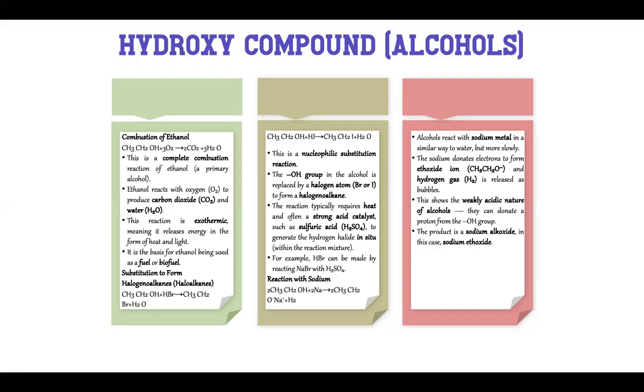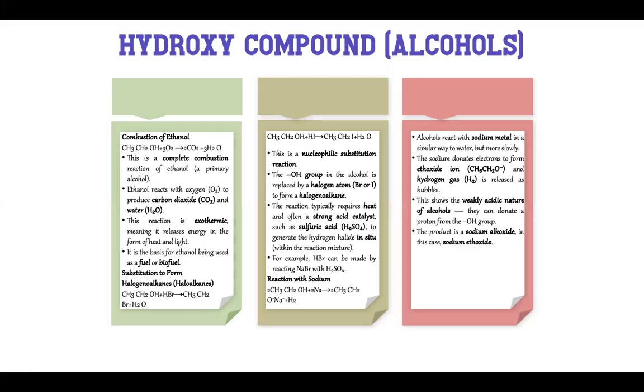Then we look at the substitution to form halogenoalkanes. And the process is, this is a nucleophilic substitution reaction where the -OH group in the alcohol is replaced by the halogen atom to form a halogenoalkane. And this reaction typically requires heat and often a strong acid catalyst such as sulfuric acid to generate the hydrogen halide in situ within the reaction mixture.